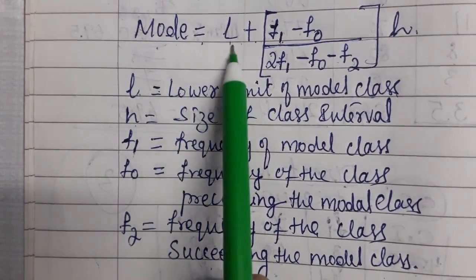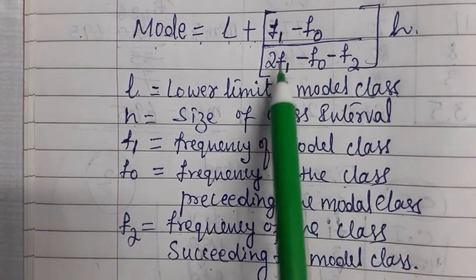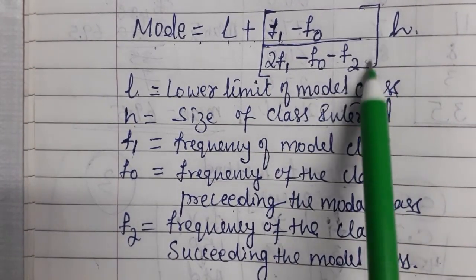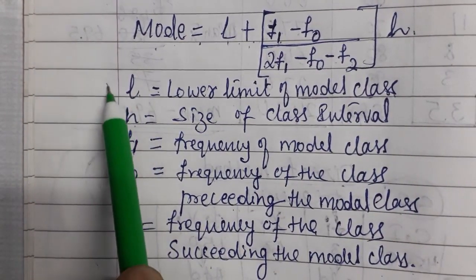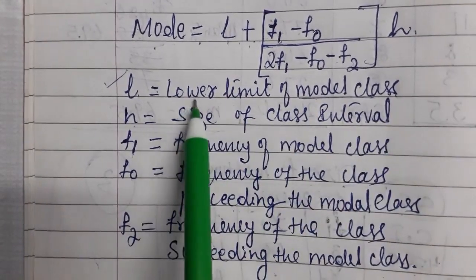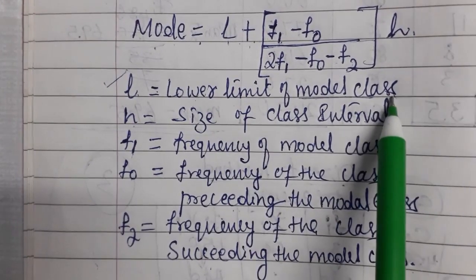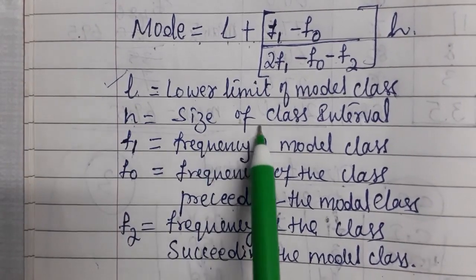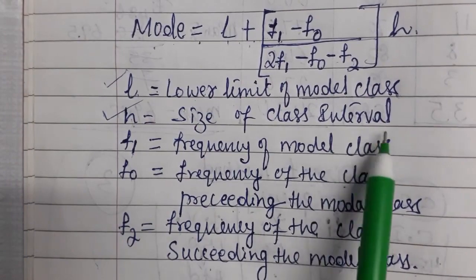Mode is equal to L plus, open the bracket, F1 minus F0 divided by 2F1 minus F0 minus F2, close the bracket, into H. Now one by one we'll analyze. The letter L is the lower limit of the modal class, the class interval which has the highest frequency. Next, H is the size of the class interval.